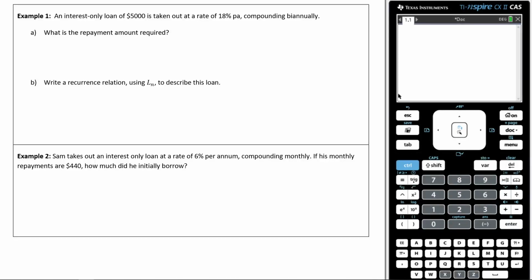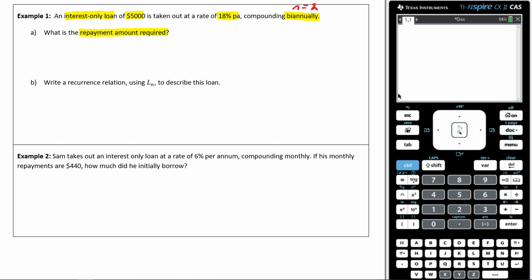All right, example number 1 here. It says an interest-only loan of $5,000 is taken out at a rate of 18% per annum, compounding biannually. If it's biannually, that means it's twice a year, so n is equal to 2. What is the repayment amount required?